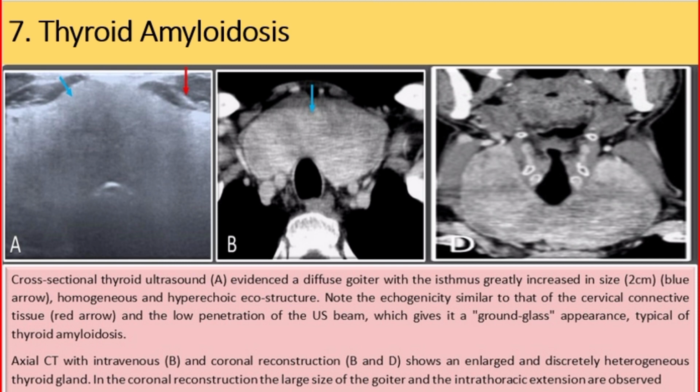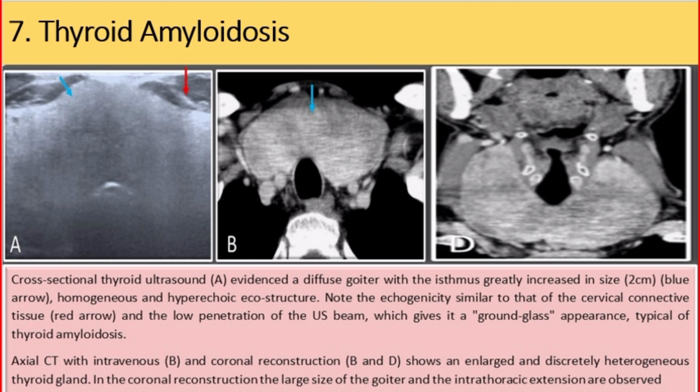Another picture: this is cross-sectional thyroid ultrasound. A. Evidenced a diffuse goiter with isthmus greatly increased in size, 2 cm, blue arrow, homogeneous and hyperechoic echotexture. Note the echogenicity similar to that of cervical connective tissue, red arrow, and the low penetration of the ultrasound beam, which gives it a ground glass appearance typical of thyroid amyloidosis.